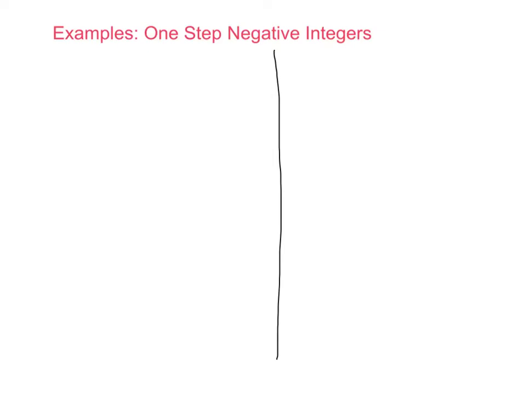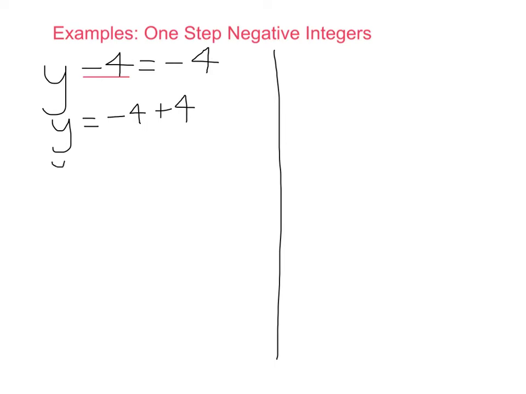Okay guys, now we're going to look at an example of one-step equations that involve negative integers or negative numbers. So, let's have a look at our first example, y. Again, I'm just trying to change it up. You guys got angry that I used x so much, so we're going with y. y minus 4 equals negative 4. So, y subtracted by 4 equals negative 4. We do exactly the same thing as we did last time. What's the inverse of subtracting 4? It's adding 4. So y equals minus 4 plus 4. What's minus 4 plus 4? y equals 0.